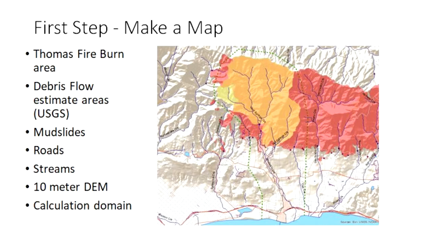The polygon in yellow is the USGS's debris flow estimate area, which is the watershed that feeds into the Montecito Creek. The lighter colored polygon, which follows the Montecito Creek, is the actual mudslide estimated area. We also included roads and streams, and we used a 10-meter digital elevation model for our calculations. The area with the green dots is our calculation domain.